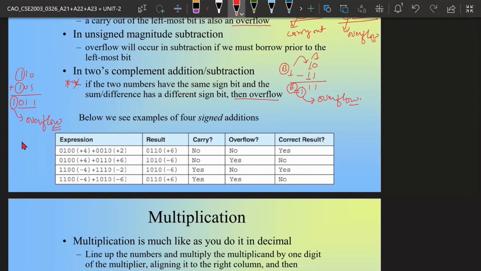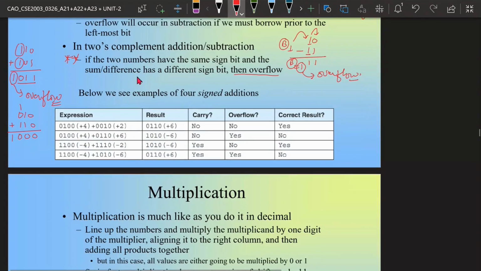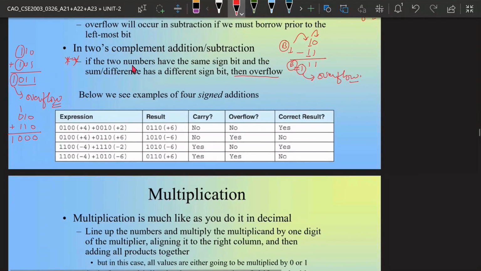Similarly, another example: suppose 0 1 0 and 1 1 0. If we are adding, 1 plus 1 is 0 with a carry. This is 1 1, and 1 1 is 0 with a carry. In this case, first of all, for the overflow, the two numbers must have the same sign bit. But here the sign bits of the two operands are different. When sign bits are different, whether we are doing subtraction or addition, there will be no overflow. So this one says no overflow.